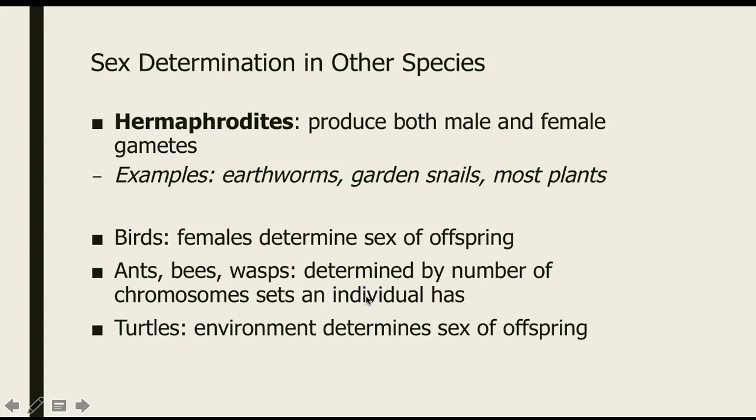In other species, there are different ways that sex is determined. One of the things that I want you to know is that not all species have different sexes. Some species exist as hermaphrodites, and that simply means that one organism can make both male and female gametes, both eggs and sperm. Earthworms, snails, in fact most plants can make both eggs and sperm. So we call them hermaphrodites.